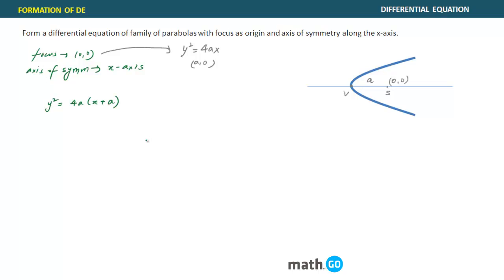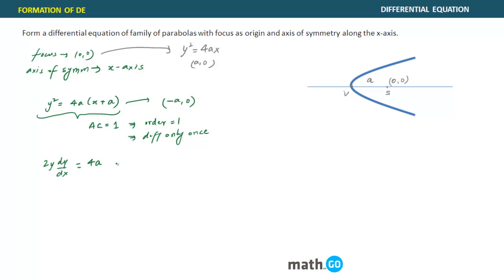This is what you have to remember from the parabola that we did a week or 2 weeks back. If you see this, the vertex you would have said is (minus a, 0), which is happening here. So don't worry. This is the equation that you will use to form the DE. How many arbitrary constants here? Arbitrary constant is nothing but 1 here. So this implies the order is also 1. This implies you can differentiate only once. If I start differentiating, I will get 2y dy by dx equal to 4a. Now our target, the next step, is to remove the arbitrary constants.